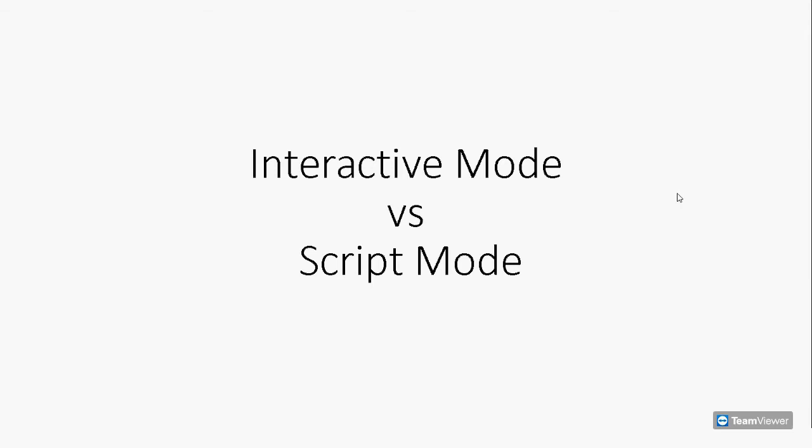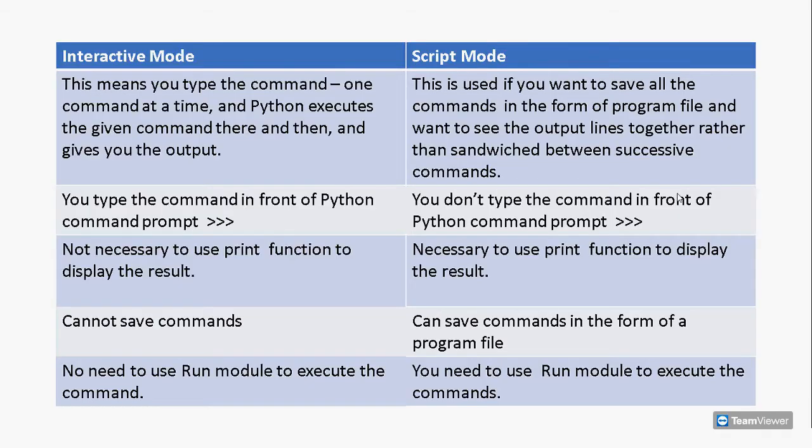So let's start without any further ado. The interactive mode and the script mode. The initial point tells us that in interactive mode, you type the command, one command at a time, and Python executes the given command there and then and gives you the output. While the script mode is used if you want to save all the commands in the form of a program file and want to see the output lines together rather than sandwiched between successive commands.